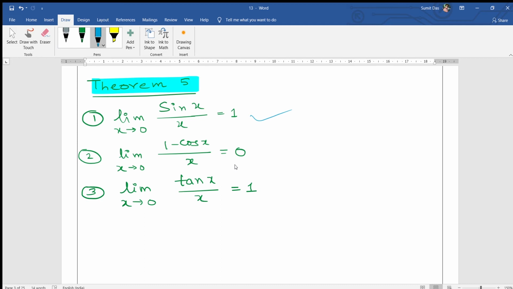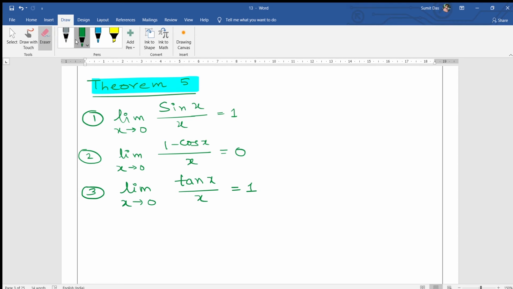Next will be limit x tends to 0 of 1 minus cos x by x, that value is 0, and limit x tends to 0 of tan x by x. So these three things we have to remember. These four things actually, these four things are very, very important.